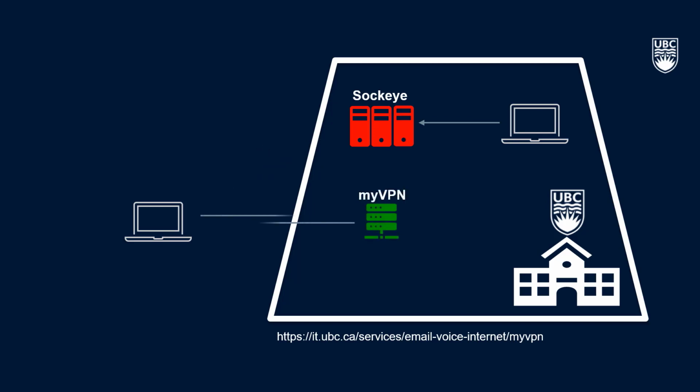A VPN, or a virtual private network, provides a secure network connection that uses encryption to protect your data. UBC IT provides a free VPN service called myVPN to all faculty, staff, and students, which allows you to access UBC services if off campus. You can follow the link in the video notes for the full documentation and instructions on how to connect.